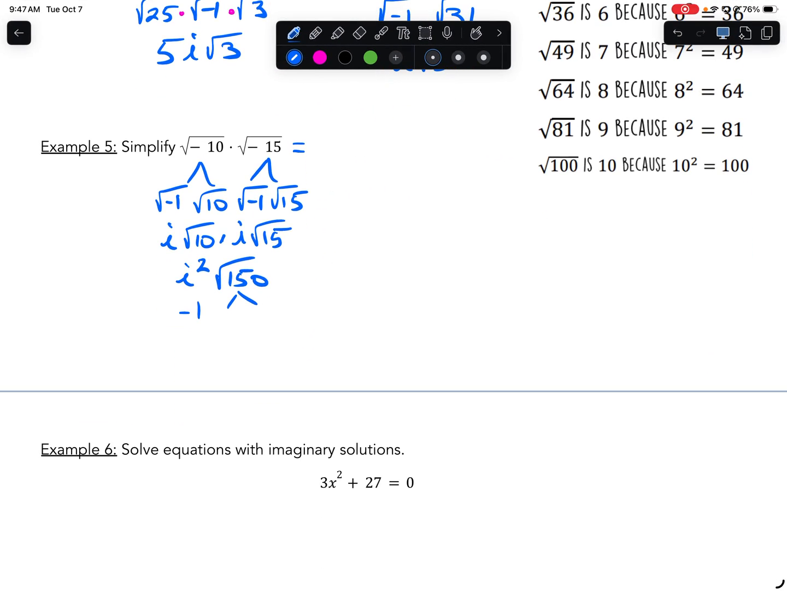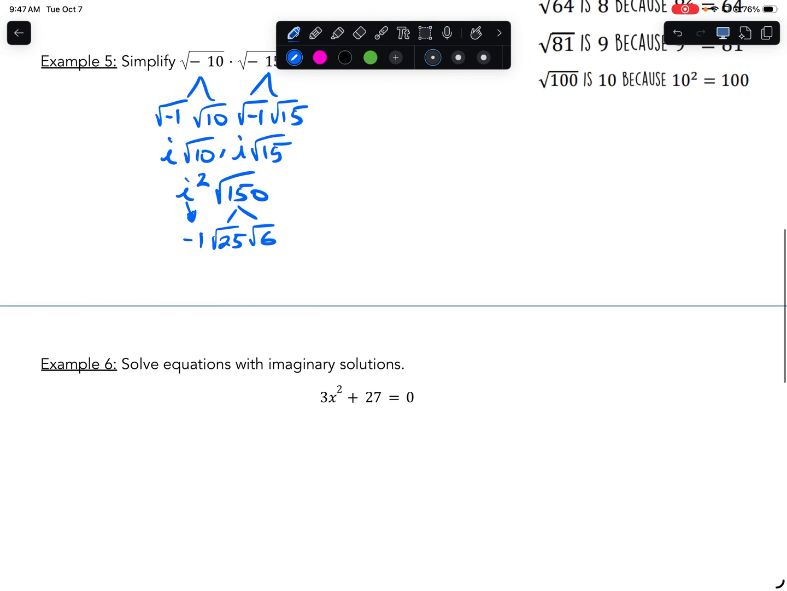So I'm just going to move my negative 1 down a little bit. So we have square root of 25, square root of 6, and then I have that negative 1 I already dealt with because that's what i squared equals. So the square root of 25 is 5, so negative 1 times 5 is negative 5, square root 6.